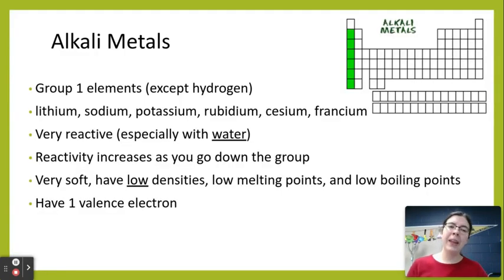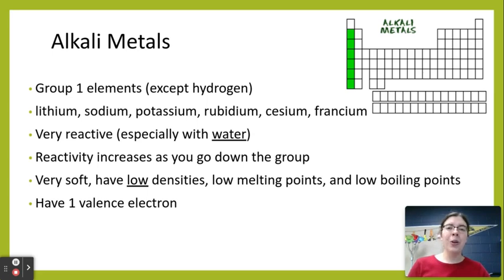Okay, so the first family is the alkali metals. This is column 1 or group 1 of the periodic table, except for hydrogen. Hydrogen is not considered part of the alkali metal family because hydrogen is a nonmetal, so it's not going to be part of that group. So this is lithium all the way down to francium.